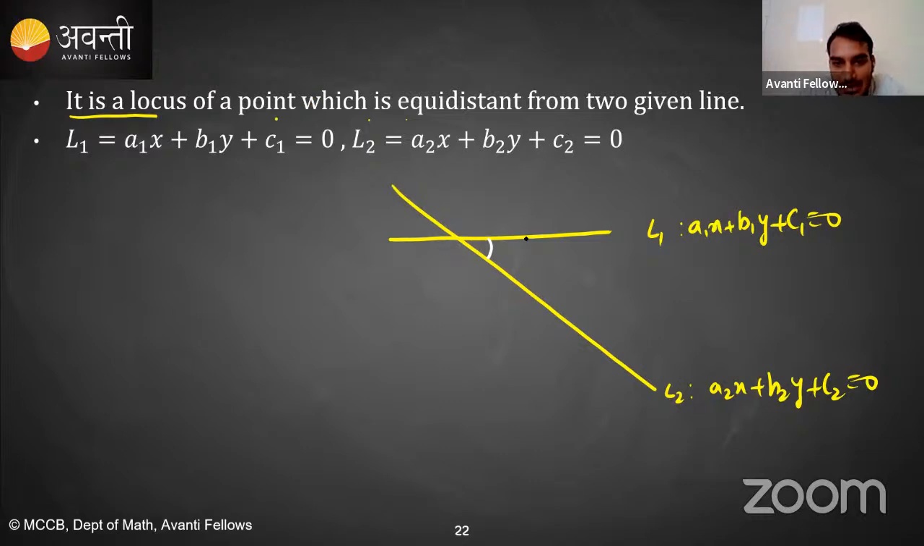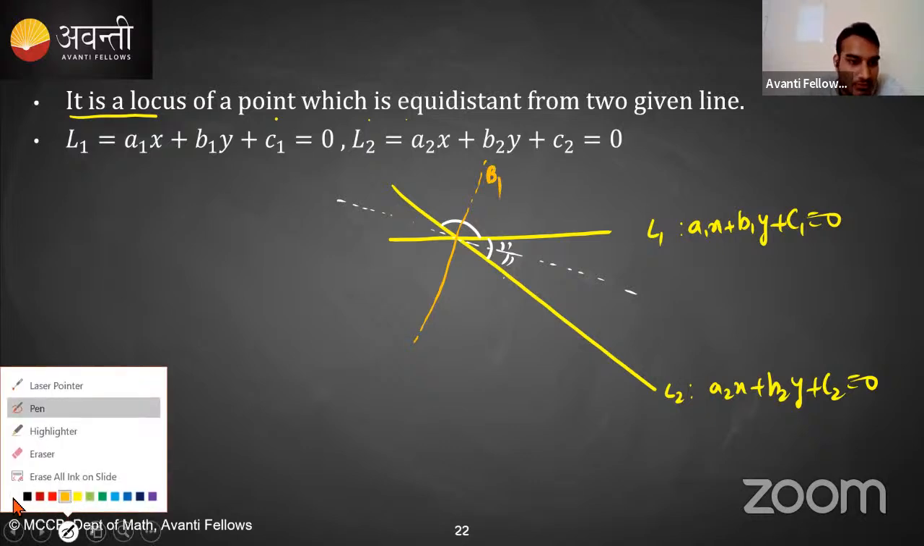Look, one angle between L1 and L2 is this, and this is also another angle. Yes or no? So one line will be along this, dividing this angle into equal parts, and another line will be dividing this obtuse angle, like this. Let's call this bisector B1, and let's call this B2.